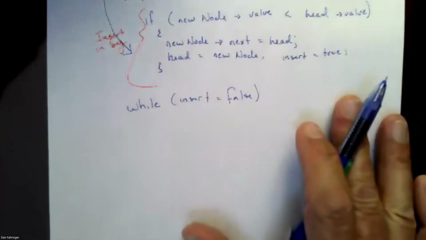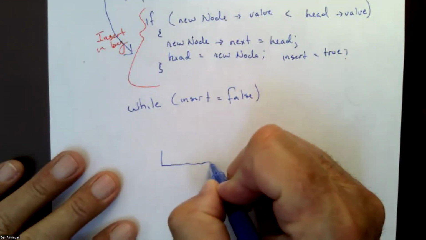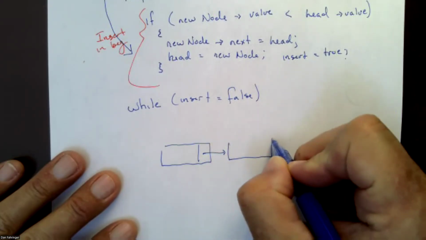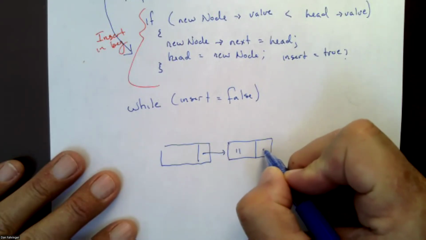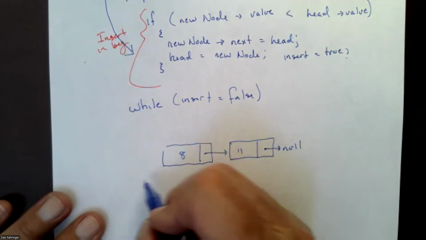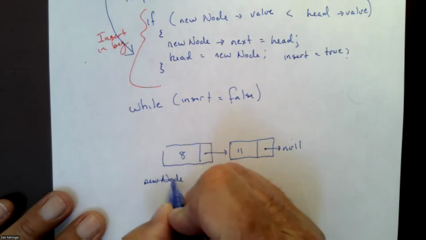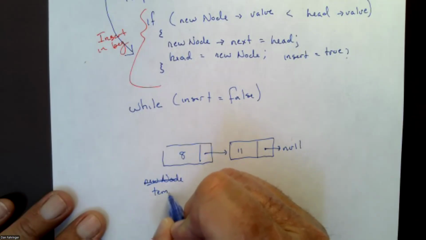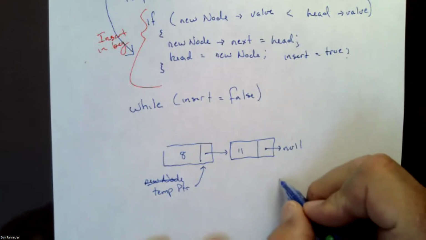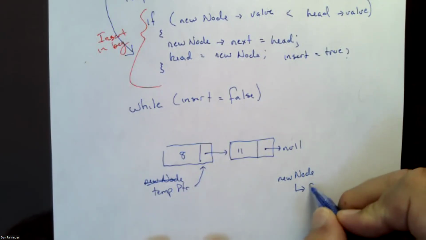Okay, the last thing I want to do. All right, we have 8. We had 11. This actually pointed to null. And we just moved through and temp pointer goes here. New node points here.